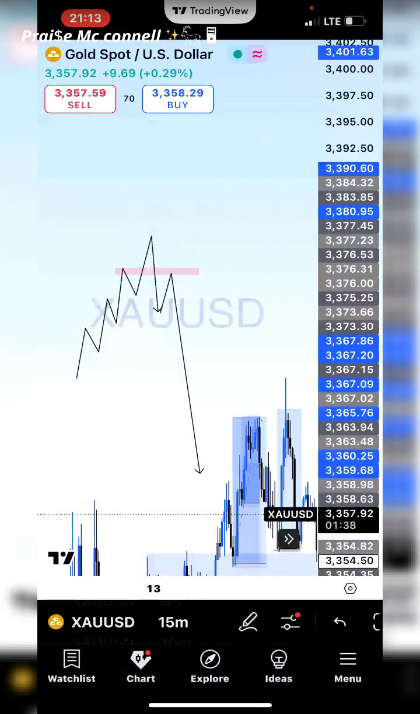It's called the invalidation pattern or the invalidation points. Do you guys understand?